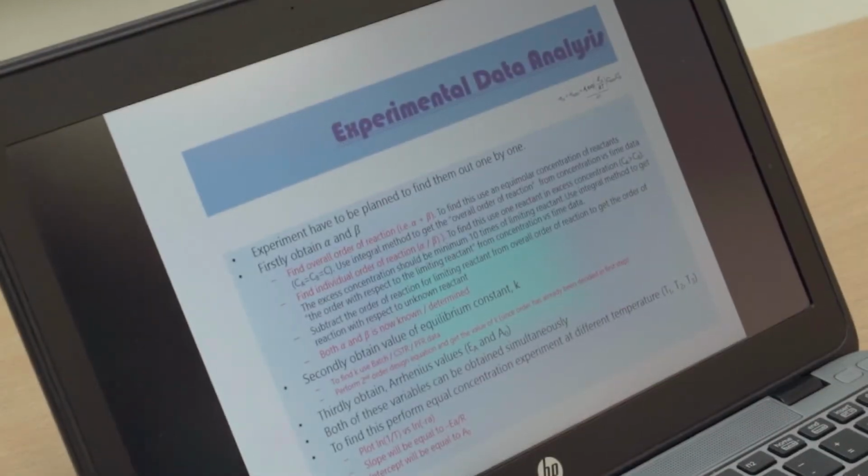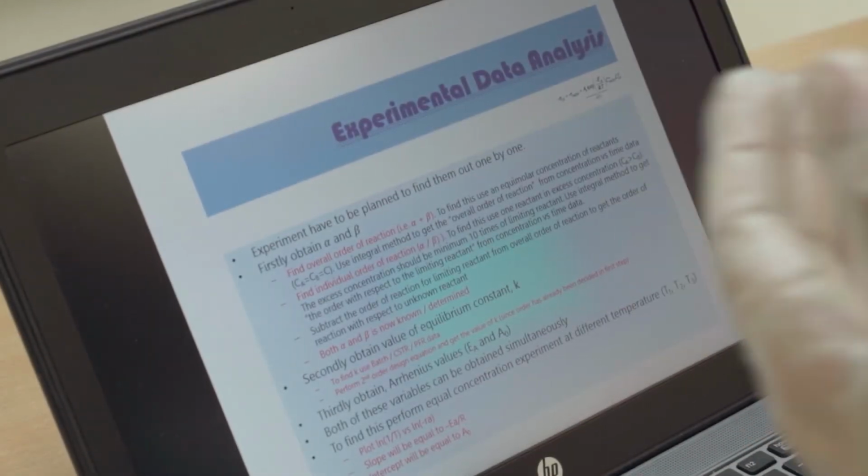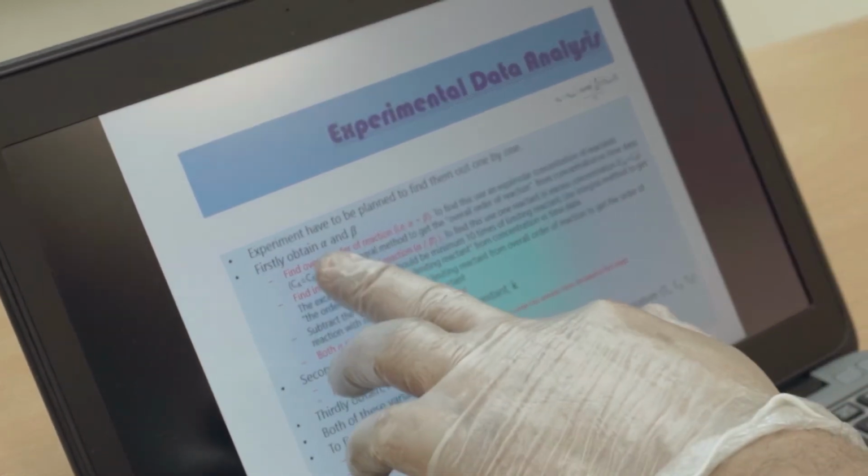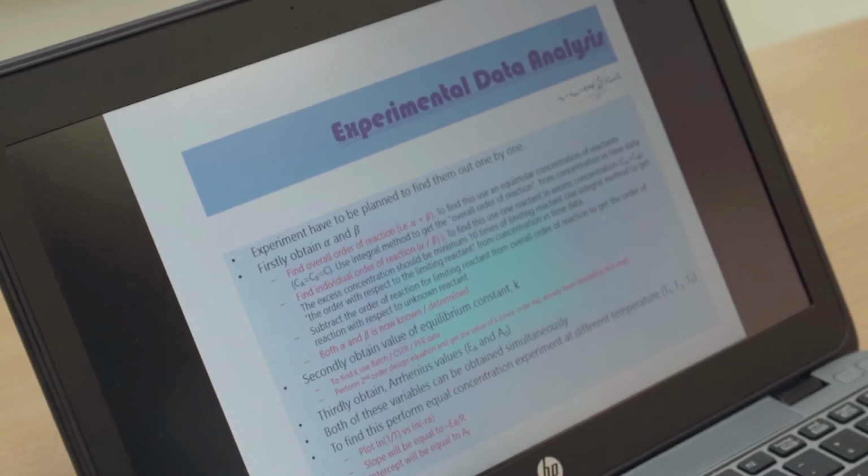How do we need to do this? We will always try to find the easiest variable first, and the easiest variable is the order of reaction. So we will first find alpha and beta. How can we do that? So you have 2 compounds.